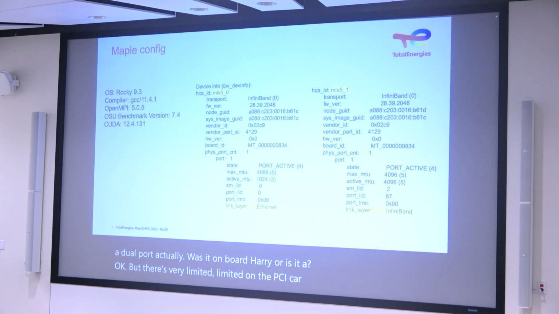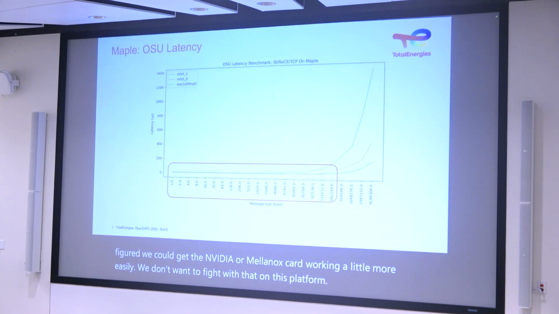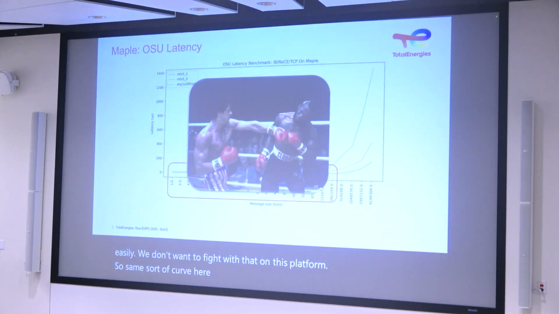So we decided just to use the second port for the testing on this card and not try the Broadcom. Plus, we didn't want to add another card into the ARM platform. We figured we could get the NVIDIA or Mellanox card working a little more easily. We didn't want to fight with that on this platform. So same sort of curve here. I'll just blow through these. Still looking pretty good for Rocky.